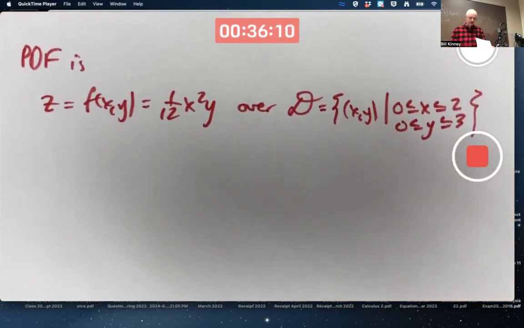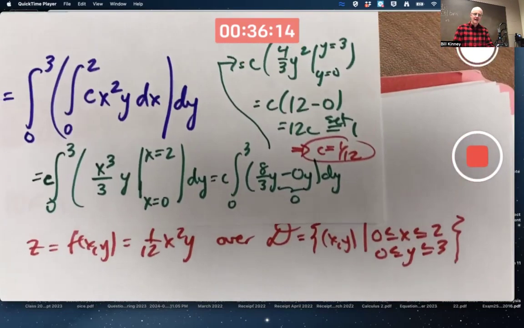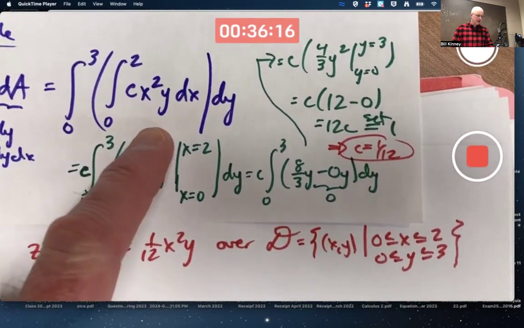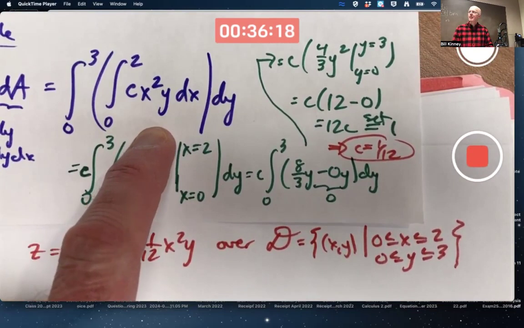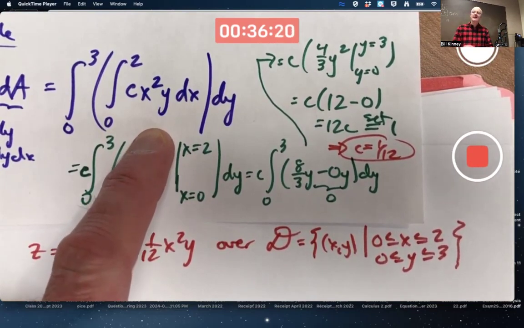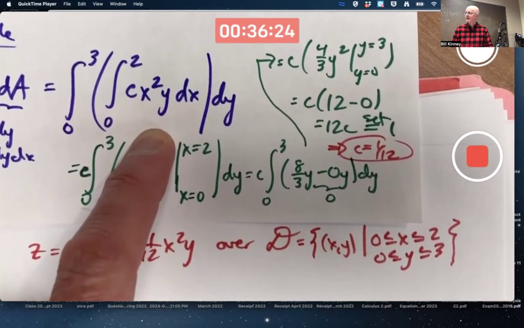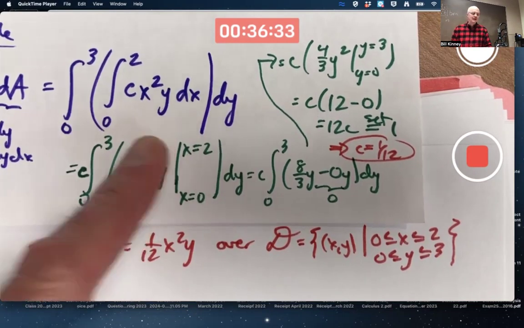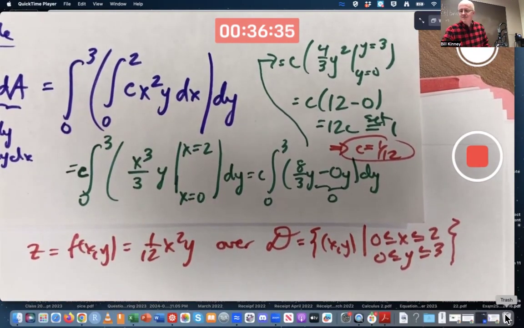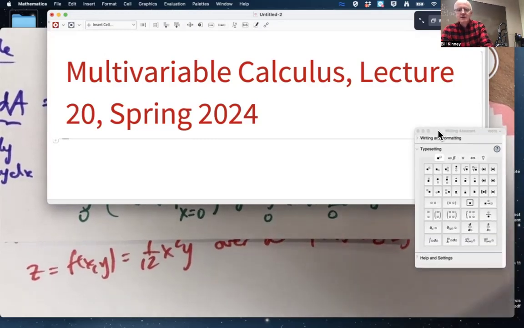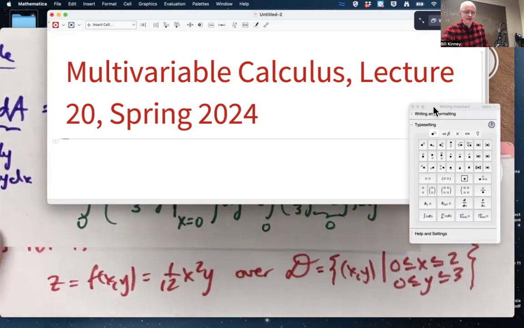Conceptually, realize that when I do that inner integral with respect to x, I still get something that involves y. It's still a function of y. That can happen in general. That will happen in general. Doing this in Mathematica, you don't need parentheses. You can just put two integral signs.